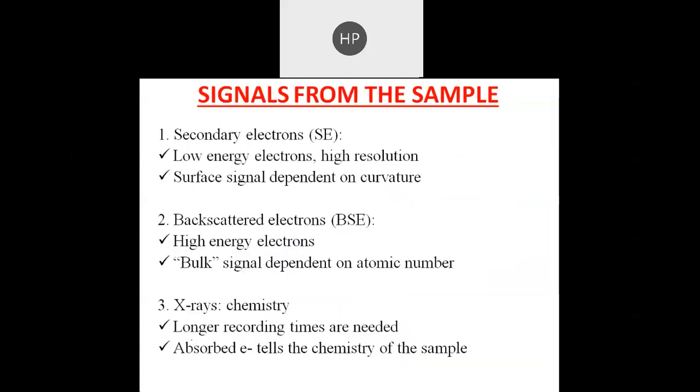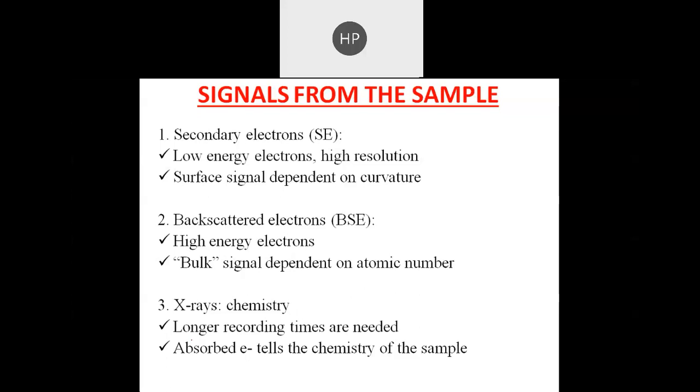Today we are going to discuss the signals that we can get from the sample. As the beam of electrons strikes the sample, certain signals will be generated. Signal means it is in the form of electrons, and those electrons are detected, that's why it is termed a signal that we get from the sample.